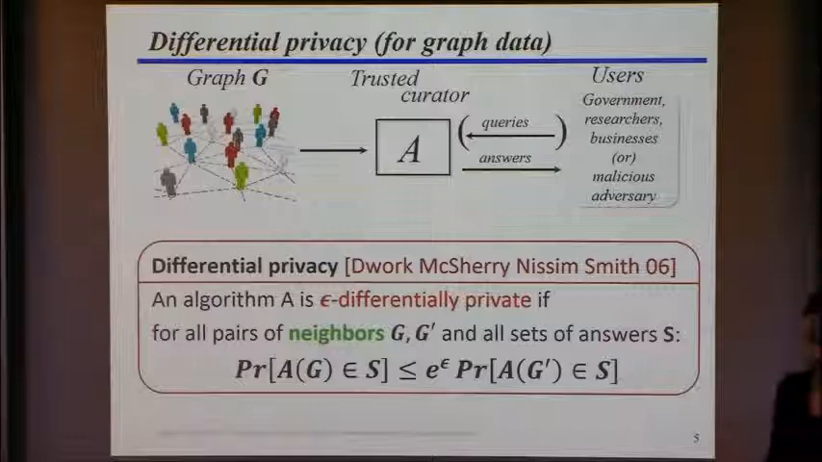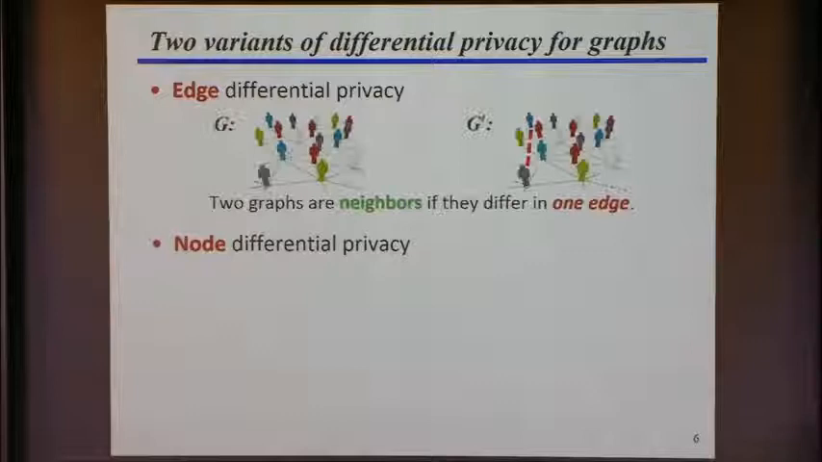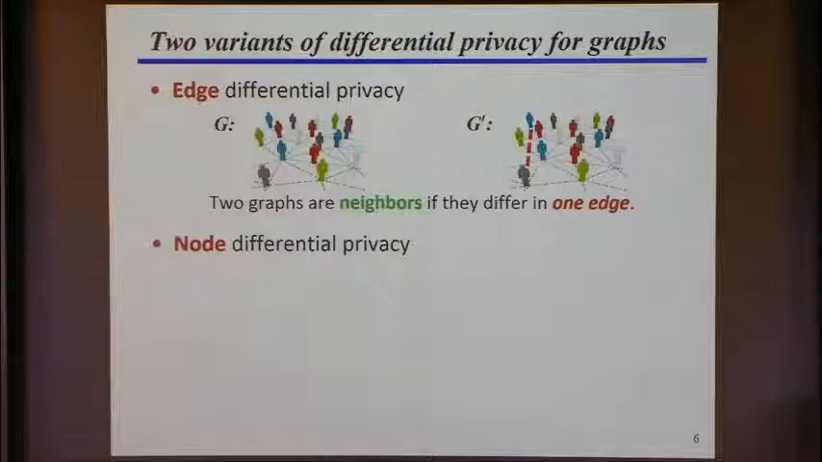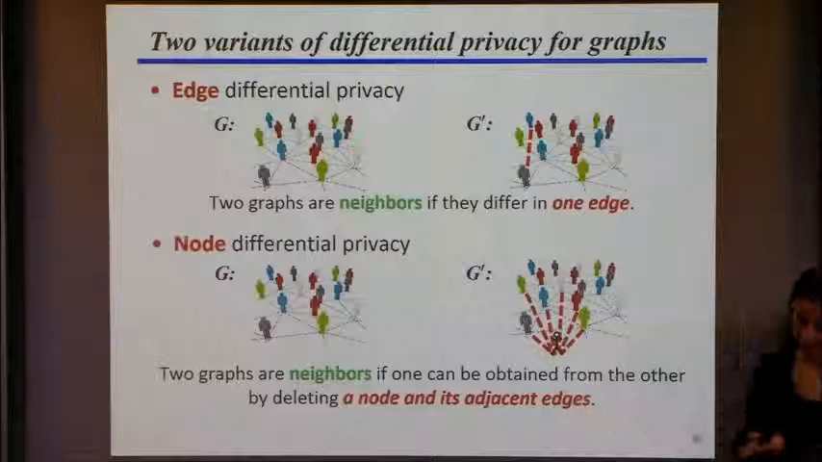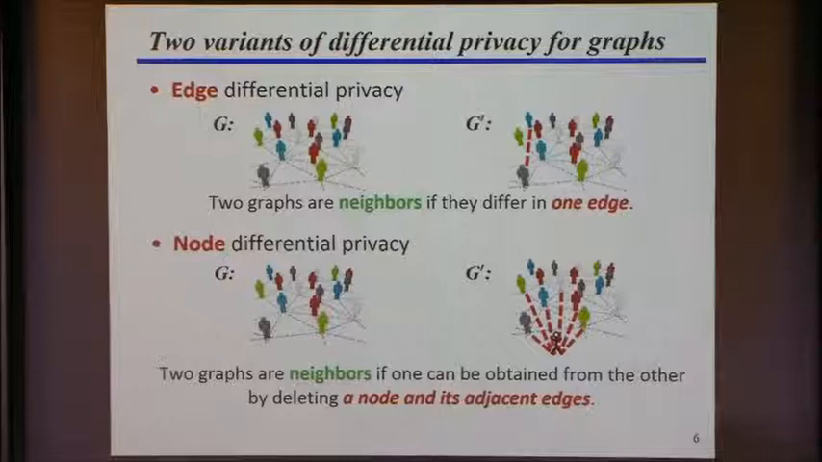There are two natural notions of neighbors in graphs, and they correspond to two variants of differential privacy: edge differential privacy and node differential privacy. Who has not seen this before? Thank you, so I'll go over it. The first definition corresponds to a notion of neighbors where the graphs are neighbors if they differ in exactly one edge. That gives you edge differential privacy. Naturally, node differential privacy corresponds to a notion of neighbors where two graphs are neighbors if one can be obtained from the other by adding or removing a node and its adjacent edges. Node differential privacy is more in the spirit of protecting the privacy of each individual, but naturally it's harder to obtain because you have to safeguard against much larger changes in your data.